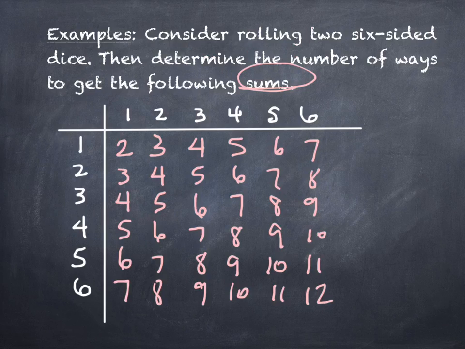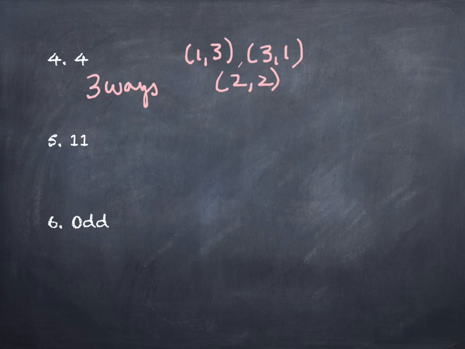How about an 11? How many ways are there of getting an 11? 2. And you know what they are. What does the die have to do in order to come up with a sum of 11?